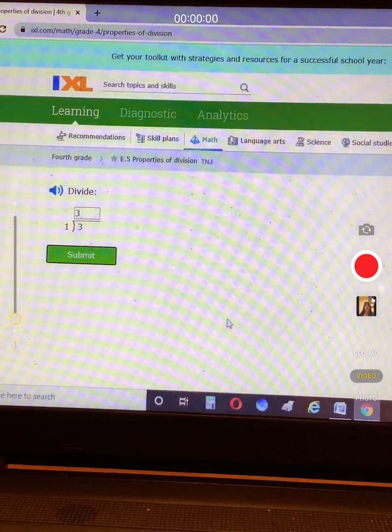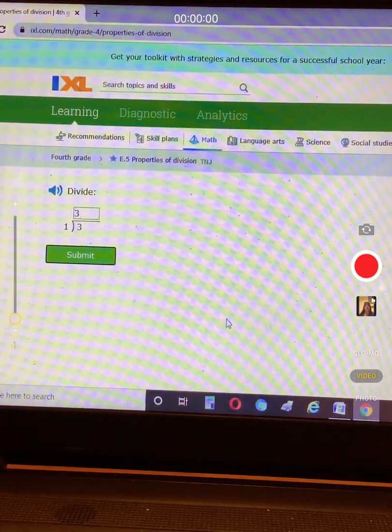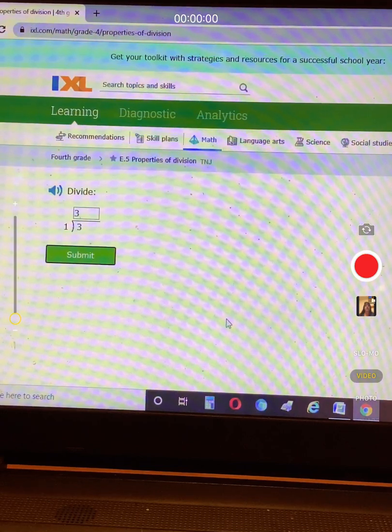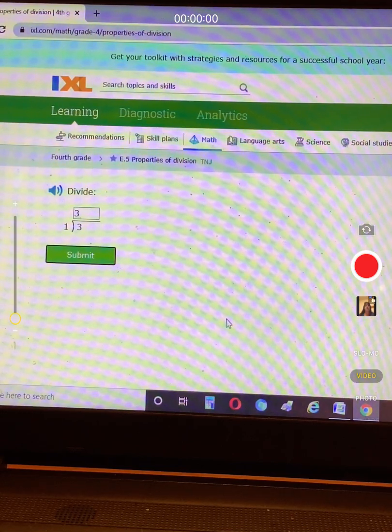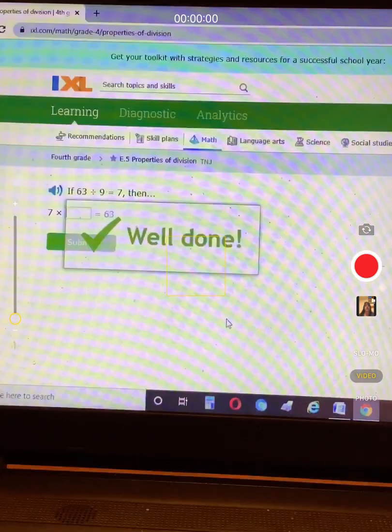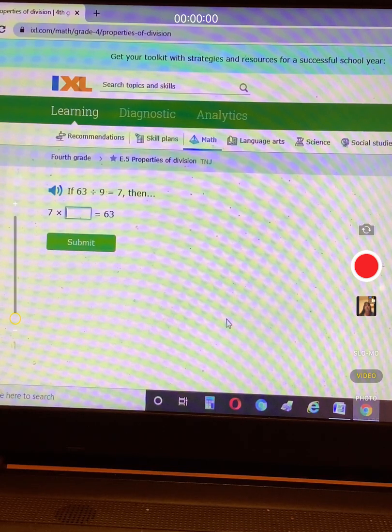Okay, my computer is freezing up, but that's basically what you do. If there's a 0 in the problem, you just put 0 for your answer. So go to IXL E.5 and do the lesson.